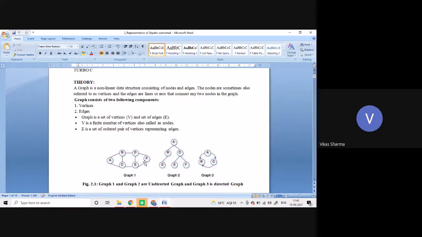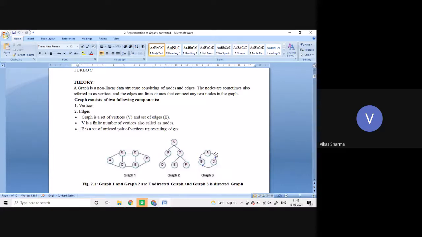So a graph is a set of vertices and a set of edges. V is a finite number of vertices, also called nodes, and E is a set of ordered pairs of vertices representing edges. We can see three types of diagrams here: graph number 1, graph number 2, and graph number 3. In the second, we can see a tree prepared from the nodes A, B, C, D, E, F. A is connected to B and C, B is connected to D, and C is also connected to E and F.